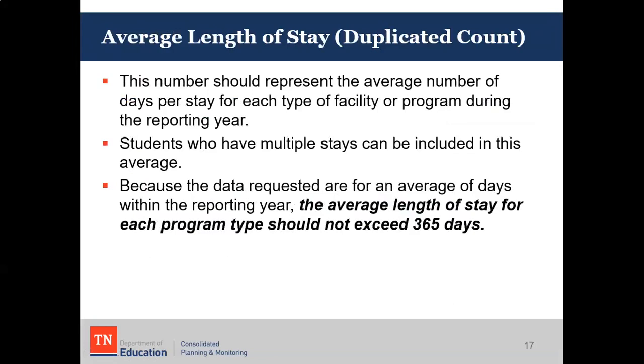So now we'll move into the different areas that we're going to be collecting data. The first area is the average length of stay, and this is a duplicated count, and obviously this is looking at your overall number of students within the facility. So this number should represent the average number of days per stay for each type of facility or program during the reporting year. And students who have multiple stays can be included in this average. So that's where we see that it's a duplicated count.